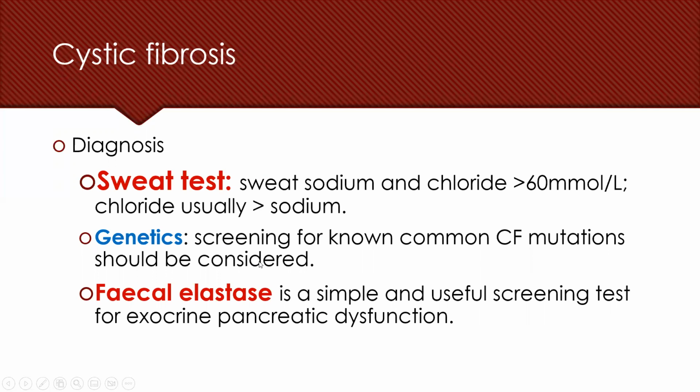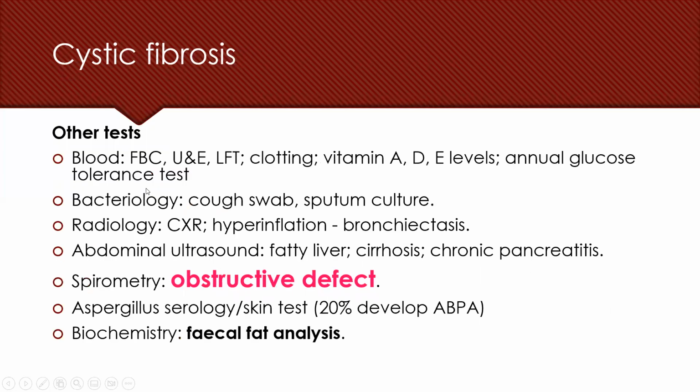in family members of patients with cystic fibrosis. And fecal elastase. Fecal elastase is a very simple test and used as a screening test for exocrine pancreatic dysfunction. Other tests include blood tests, full blood count, urea and electrolytes, liver function test, and so on. Bacteriology is very important because we need to do sputum culture to define the sensitivity of organisms associated with infection in patients with cystic fibrosis.